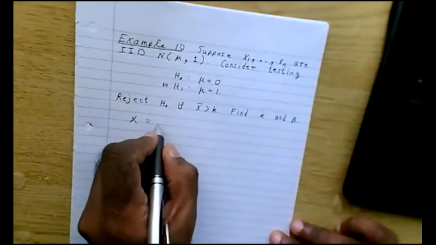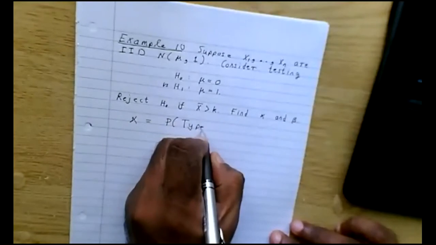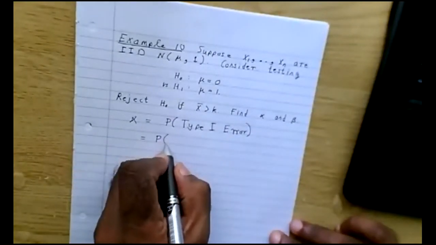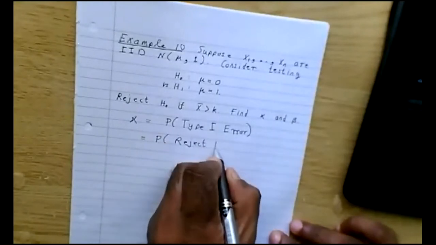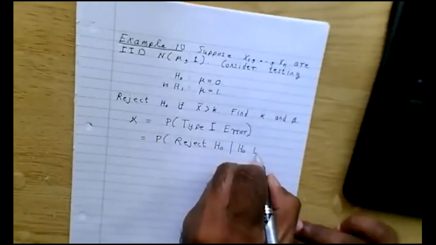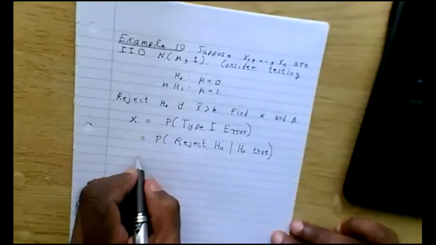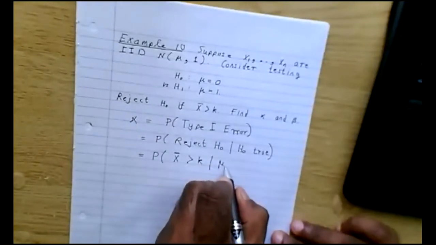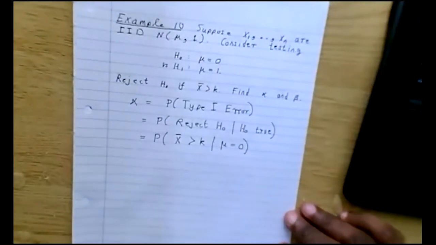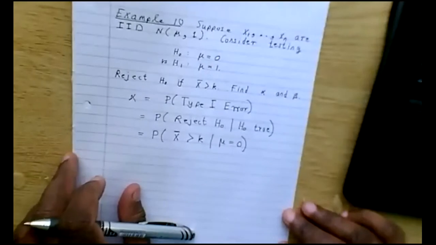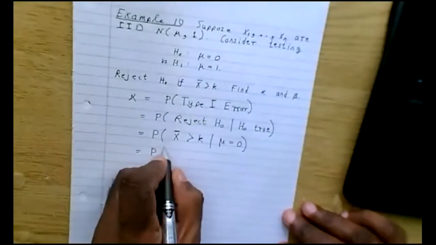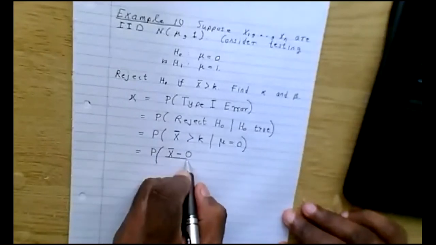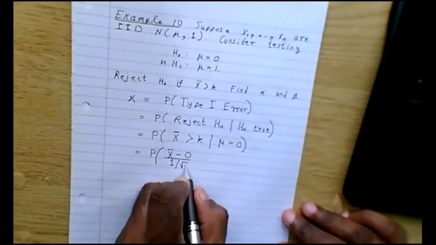So let's start with alpha. Alpha is the probability of type one error, which is the probability of rejecting H0 when H0 is true. So this is the probability that X bar is greater than K when mu is equal to 0. Right, guys. So this becomes the probability that, okay, now I'm going to standardize this. You see what I'm doing now. I'm going to subtract the mean and divide by 1/√n, on both sides.